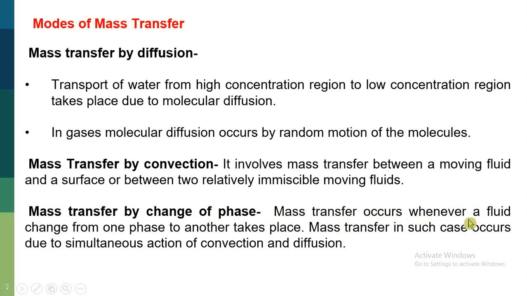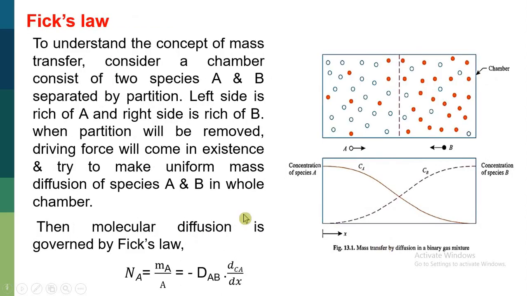Mass transfer occurs whenever fluid changes from one phase to another. Mass transfer in such case occurs due to the simultaneous action of convection and diffusion. Means this type of mass transfer is a combination of diffusion and convection. Whenever there is a change of phase, either from liquid to gas or gas to liquid, this kind of mass transfer takes place. Let us understand Fick's law in case of mass transfer.